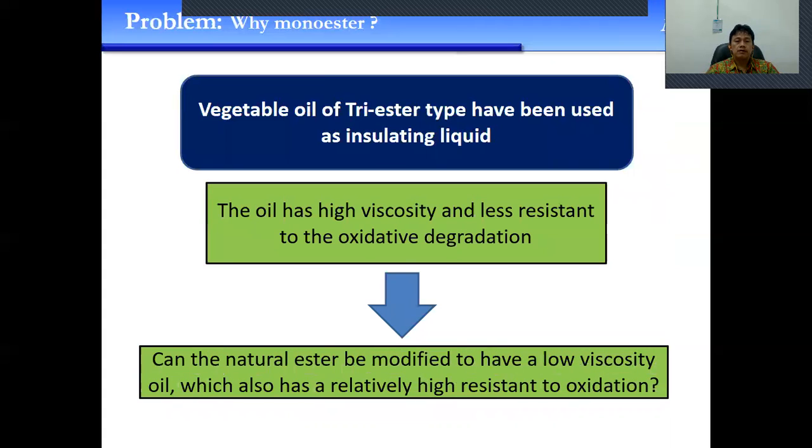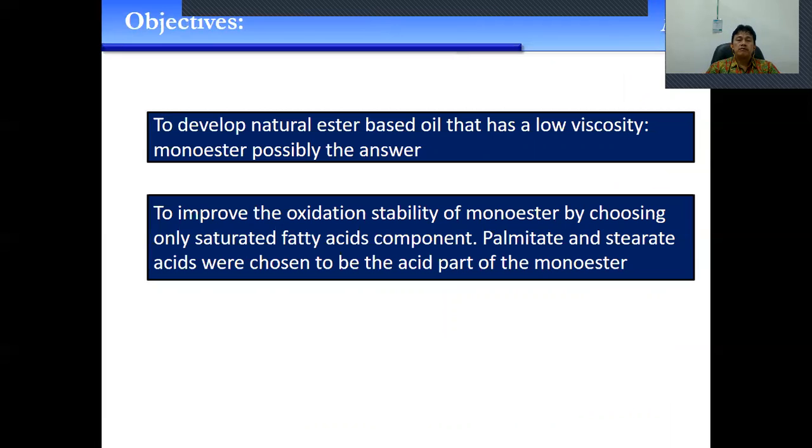So the question that needs to be answered is, can the natural ester be modified to have a low viscosity, while also having a relatively high resistance to oxidation? This question will be answered in our investigation.